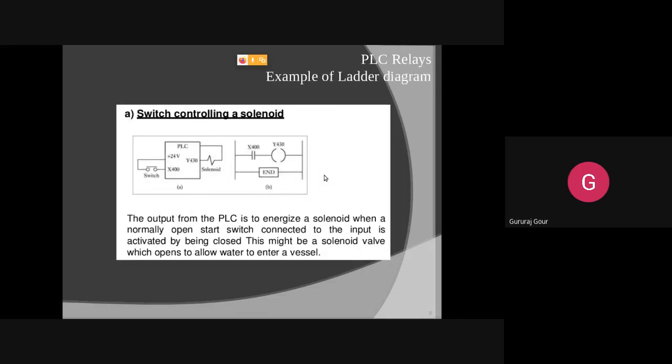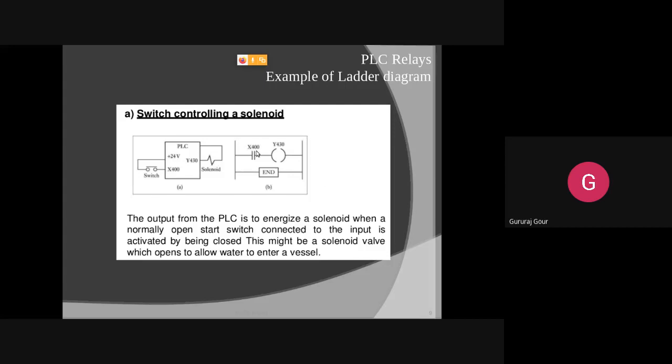Next, we'll see some of the examples here. Switch controlling a solenoid. So here we have got one PLC, one black box with PLC written on it, plus 24 volt and X400. So this is the switch from which we are getting the input. And output is here, that is a solenoid. So this one we have to write its equivalent ladder diagram.